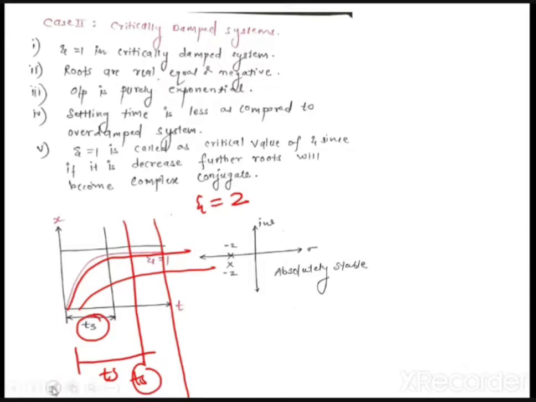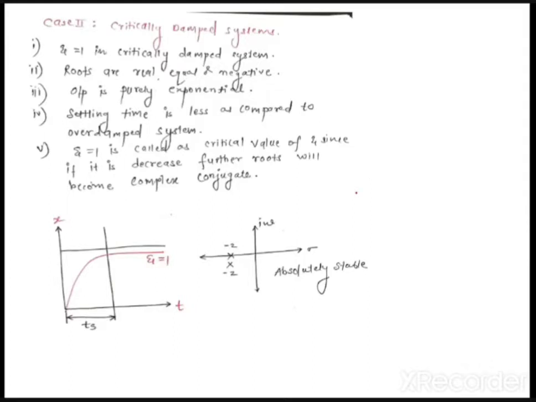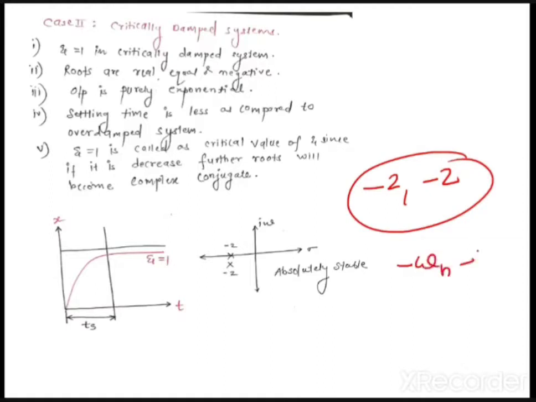Now, location of the roots, very important. Roots are equal and negative. Let us say roots are minus 2, minus 2, or minus omega n and minus omega n. These are the two roots. So their location will be at the same point. Such a system is called absolutely stable. The overdamped system is also called absolutely stable, but here, very important point, settling time is less.